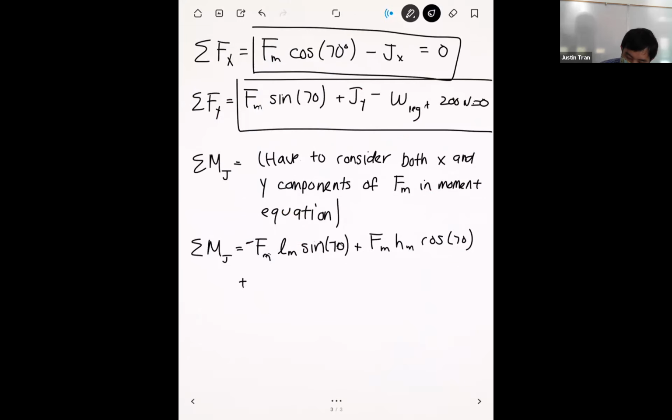Plus the weight of the leg times the moment arm for the leg weight. And so this is going to be multiplied by LL. Plus the normal force from the ground multiplied by its moment arm. And so from the ground, we have 200 newtons. And that's going to be multiplied by LF, which is the moment arm for that force. And all of that's equal to 0.